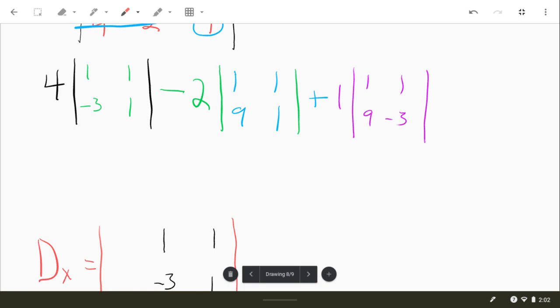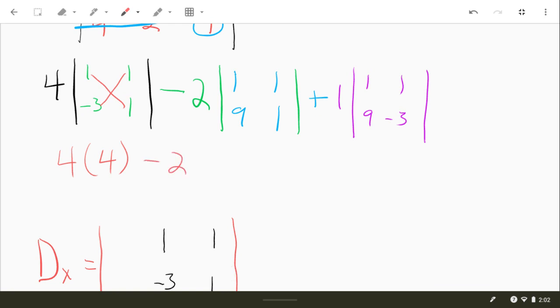All right. To find the determinant of a 2 by 2 matrix, you multiply these, so 1 times 1, and then minus 1 times -3. Well, 1 times 1 is 1, and then you're subtracting a negative, so it becomes 1 plus 3. So we're doing that 4 times this 4. All right, and then minus 2. 1 times 1 is 1, and then minus 9. 1 minus 9, that's -8.